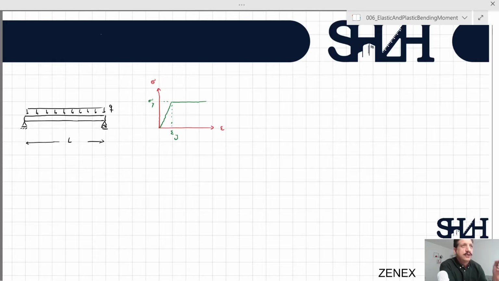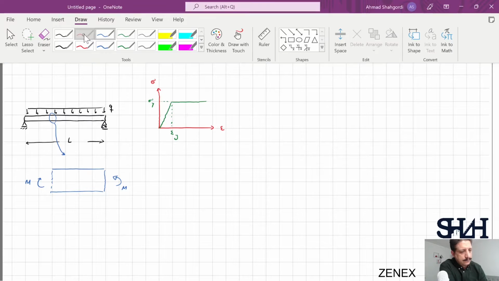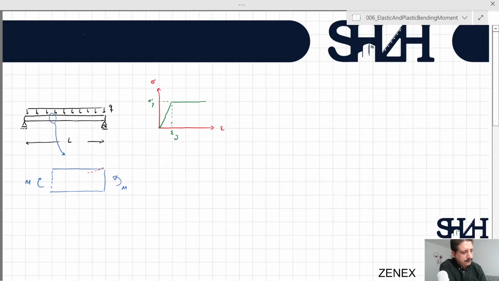First of all, we need to derive the calculation of stress in a cross section when it is in the elastic phase. If we have a cross section or a tiny element of this cross section, which is under a positive bending moment, it starts to bend due to the bending moment.